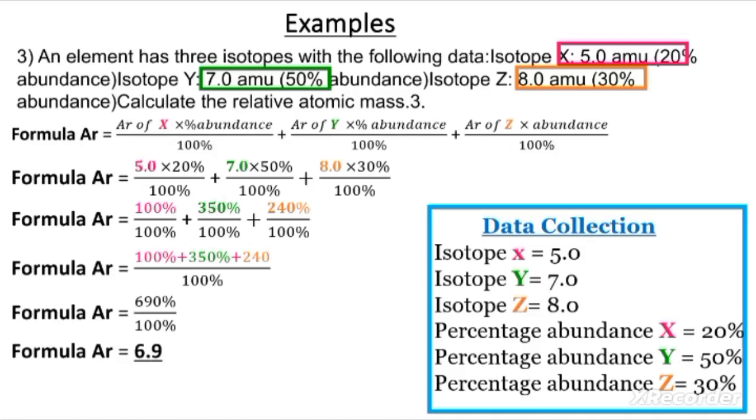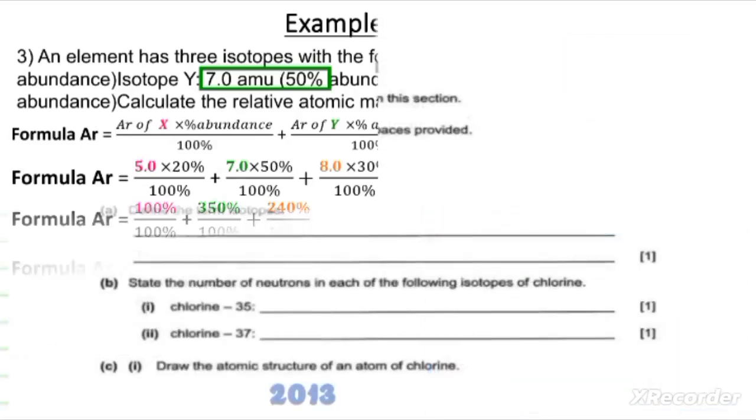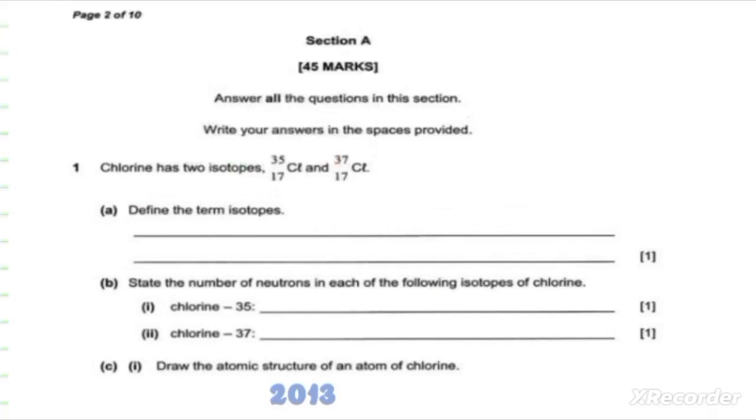So now let us extract some questions from past papers so that we can test our understanding. So the first question is coming from 2013 past paper, and the question is question 1. Chlorine has two isotopes, 35 and 37.